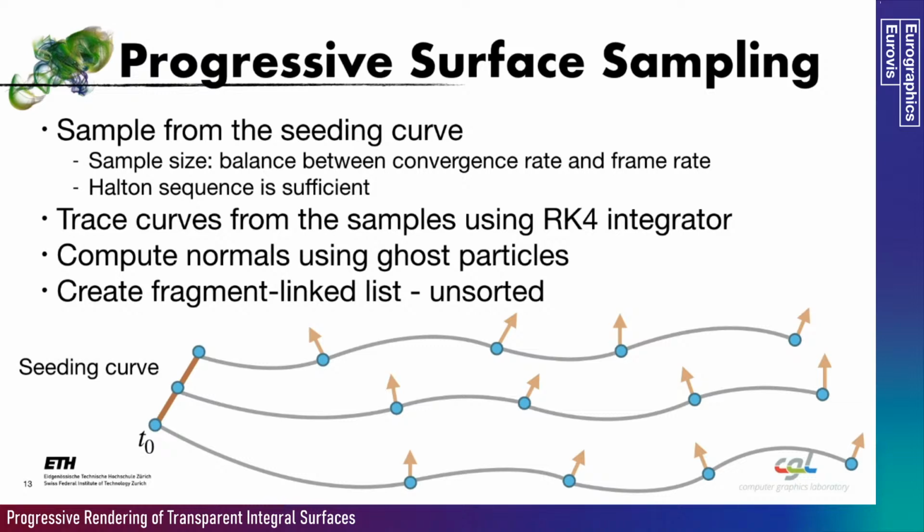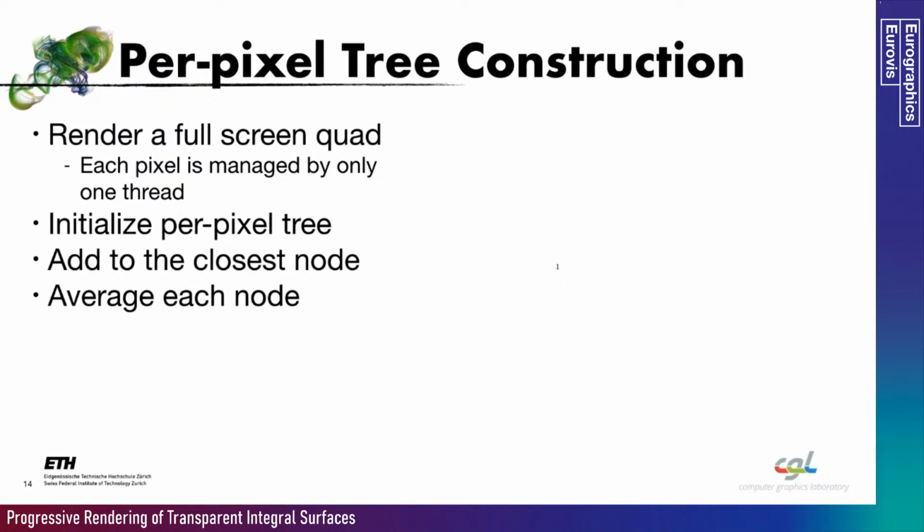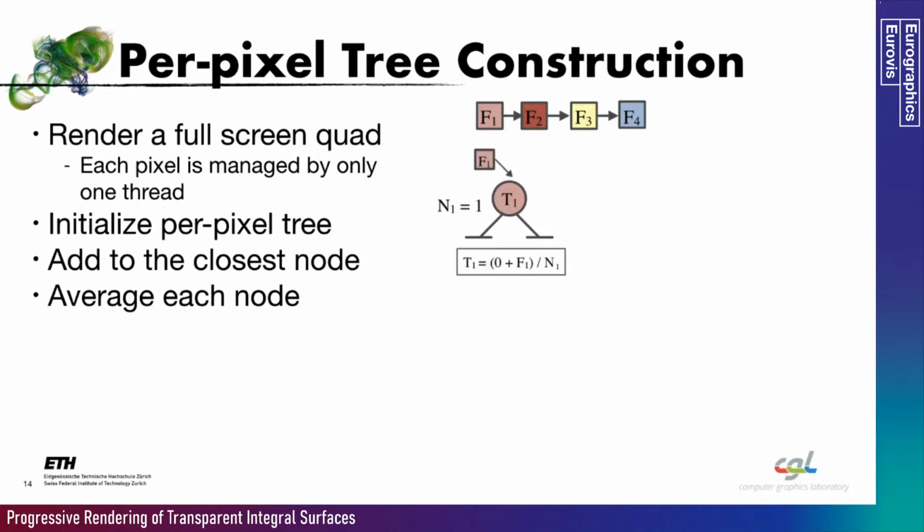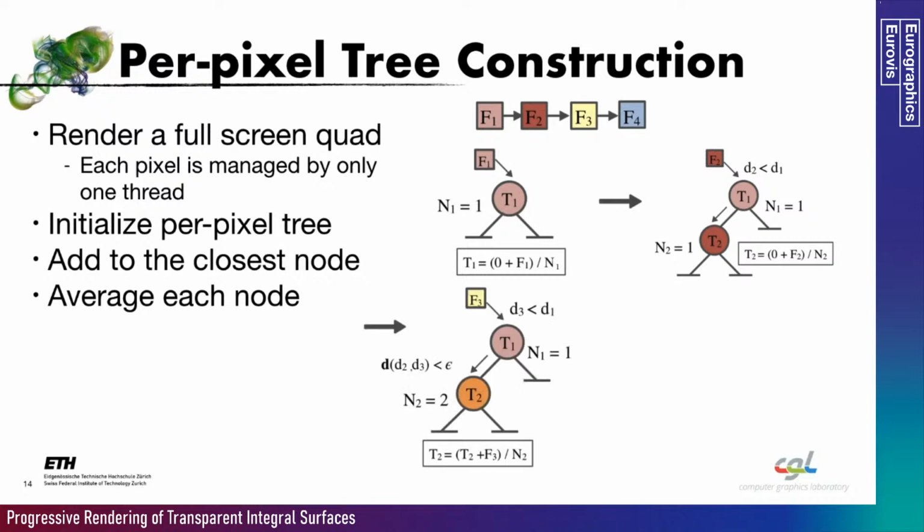The lines are rasterized and we then create an unsorted fragment linked list for the line geometry. To blend the line fragments properly, we construct a per-pixel tree structure. For each fragment in the linked list, we traverse the tree based on the depth of the fragment. When a fragment has a smaller depth value than the tree node, we go left. Otherwise, we go right. When a fragment is close enough to a tree node, we merge the fragment into the tree.